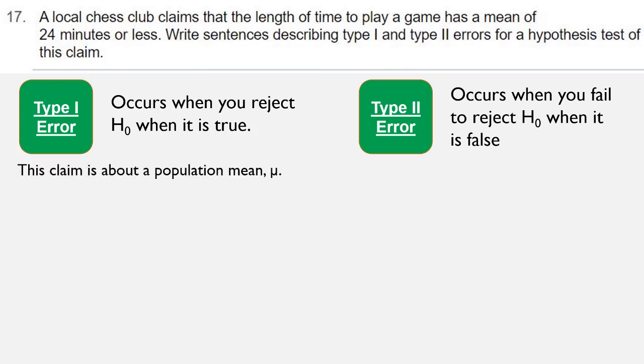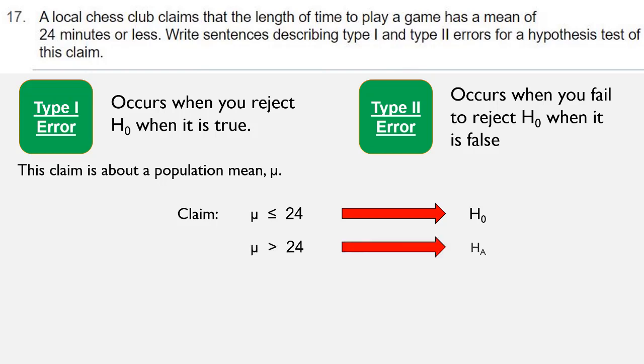So for us here, this claim is about the population mean mu. Their claim is that the mean is 24 or less. So that would be mu less than or equal to 24. Because that has an or equal to sign in it, that makes that claim an H0. So the HA claim would have the opposite symbol from less than or equal to, which would be the greater than sign. And that would be our HA, mu greater than 24.